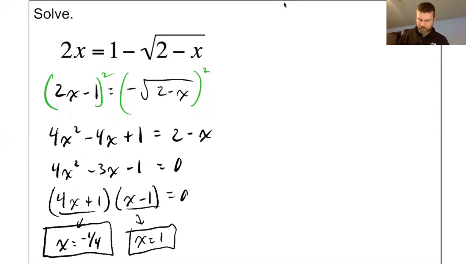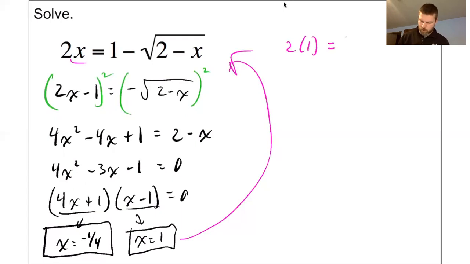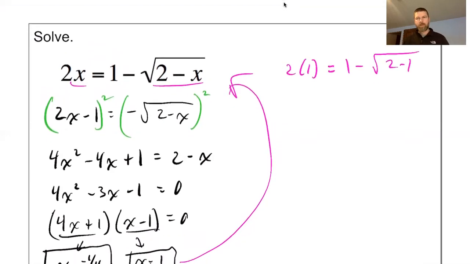Let's check the x equals 1 first. Let's take that 1 and plug it back in. Instead of a 2x, I'll have a 2 times 1 equal to a 1 minus the square root of 2 minus 1, right? Just plugging a 1 into my original equation.